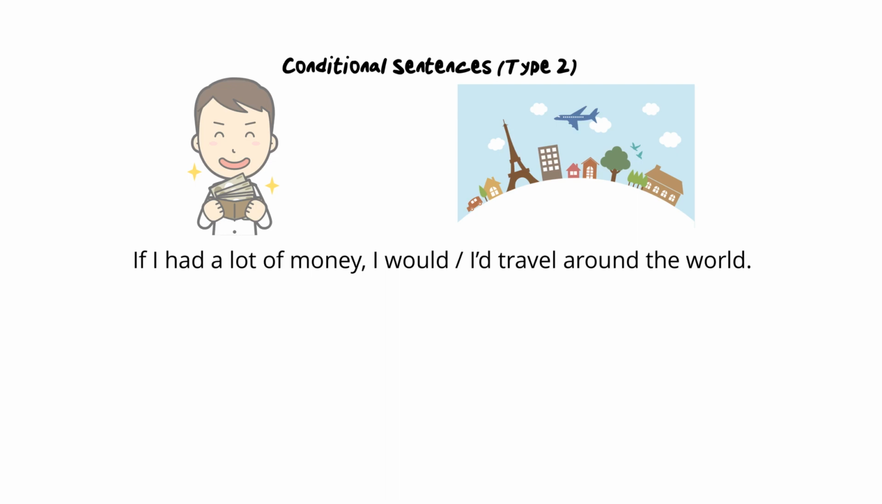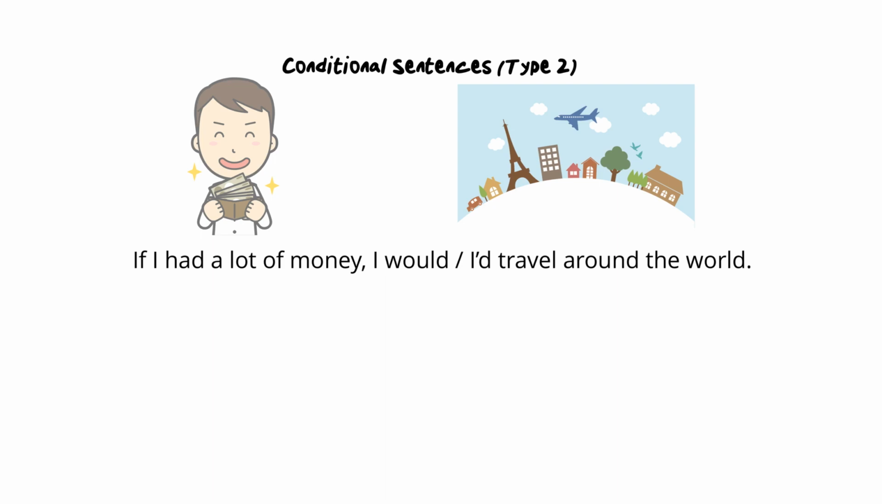Type 2 conditional sentences can be described as what would be if sentences. Was wäre wenn Sätze. They describe what would happen in certain situations that are not very likely to happen. You can even say that it is nearly impossible that these situations occur.